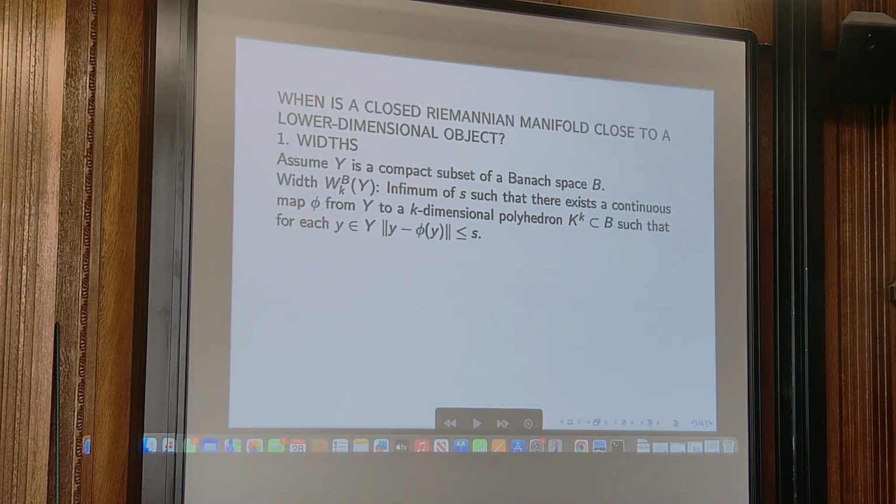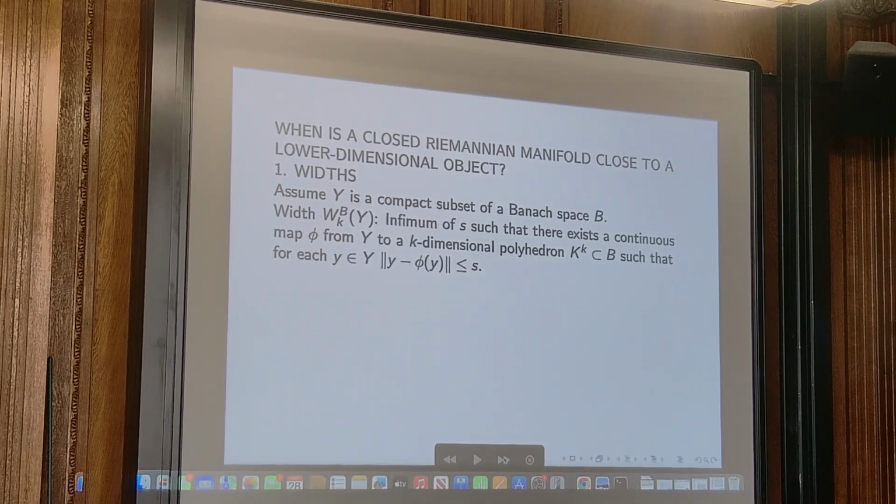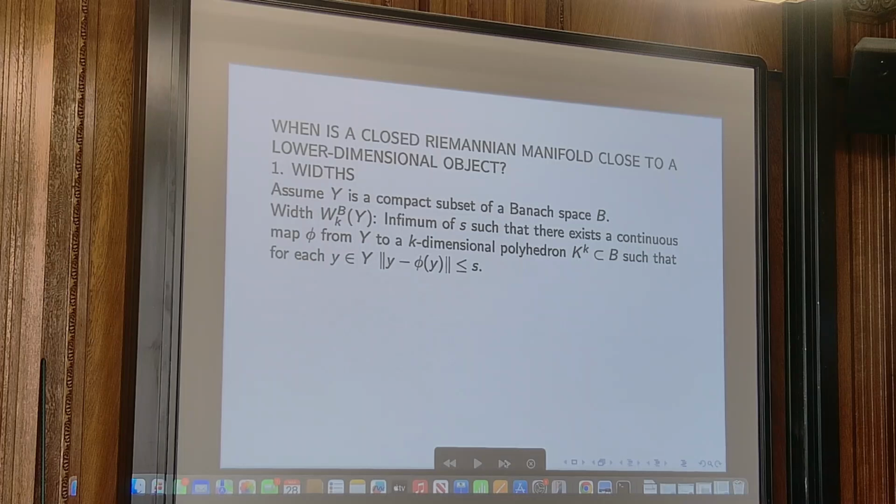There are two ways to measure the distance to a lower dimensional object, and one of these distances uses so-called widths. So assume, for example, that Y is a submanifold or a compact subset of a Banach space. And the k-width is the infimum of S such that there exists a continuous map from Y to a k-dimensional polyhedron, so that for each point the distance between the point and its image is at most S.